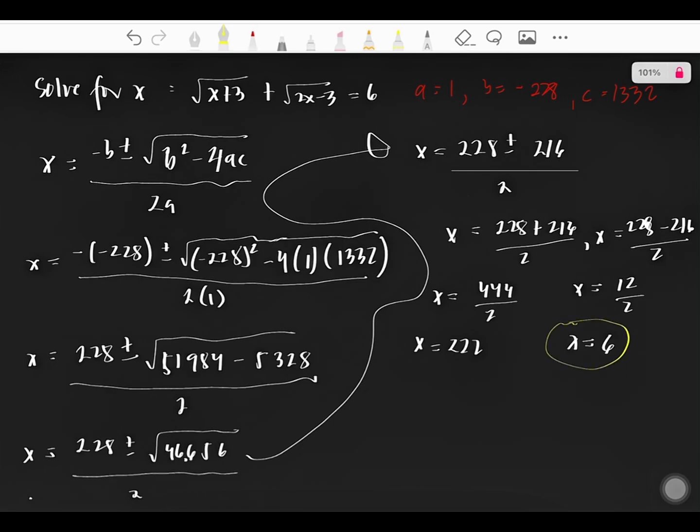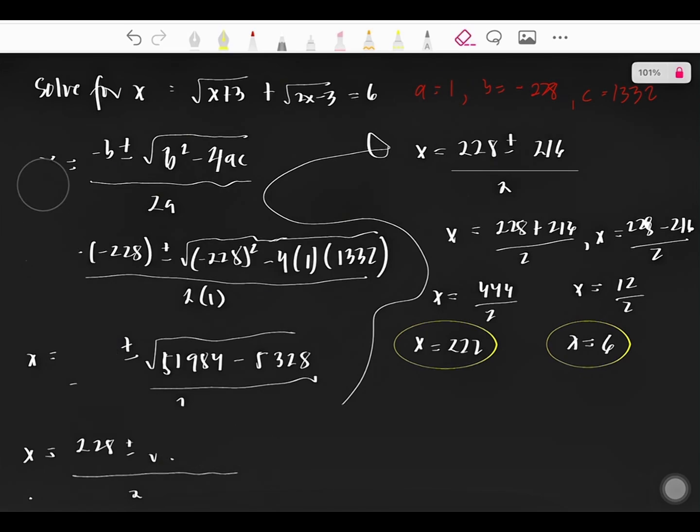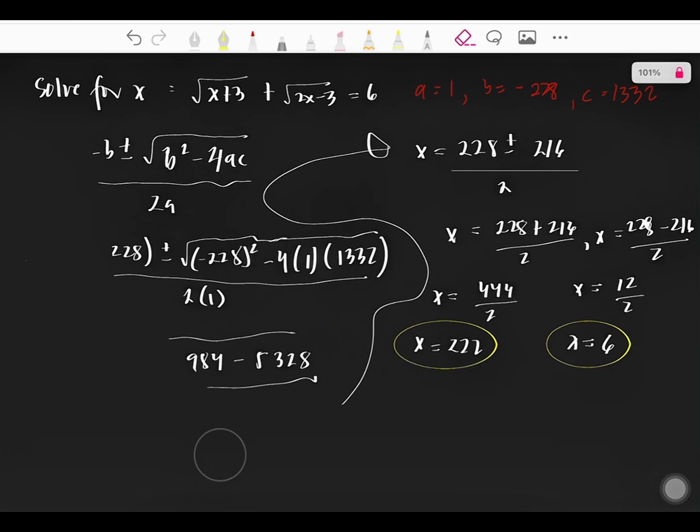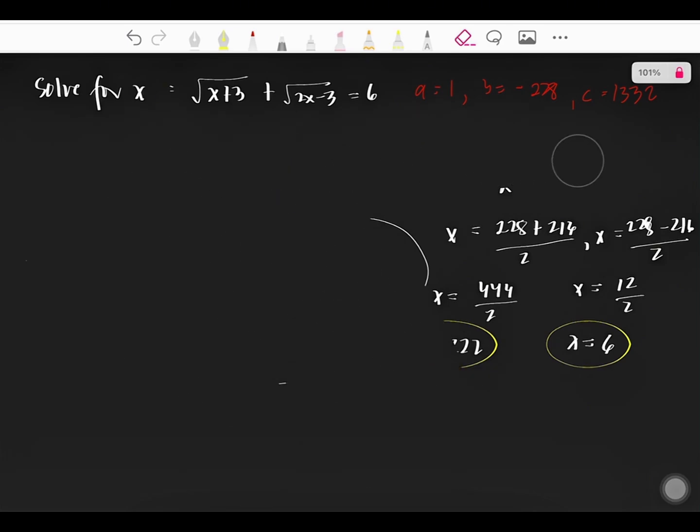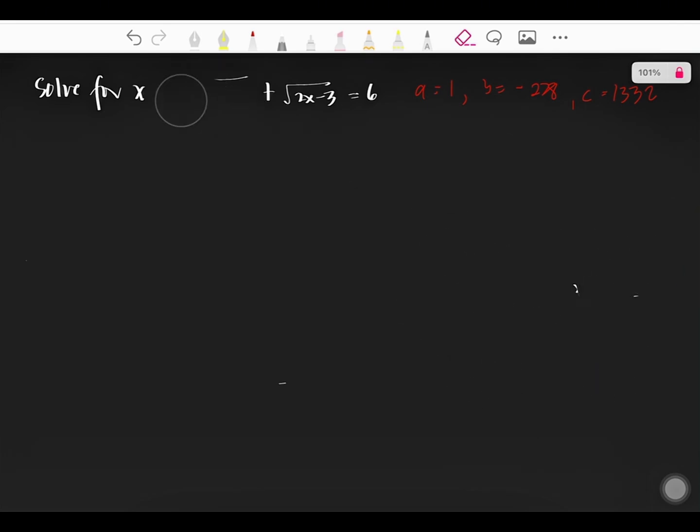So those are our two x values that we can try to substitute into our equation to see if it equates to 6. So that's all for this tutorial on getting the x using the quadratic formula.